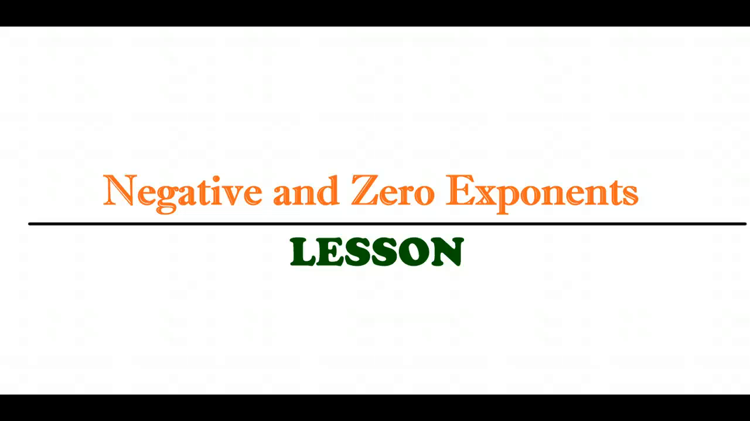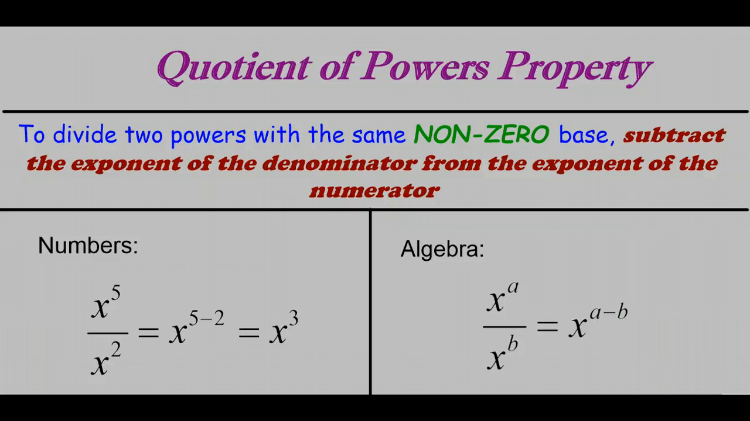So this video lesson is all about what it means to have negative and zero exponents. In order to talk about it, I want to first go back and look at the quotient of powers property from the basic exponent rules video. Now this property says that if you divide two powers of the same non-zero base, remember it has to be non-zero because you can't divide by zero, you subtract the exponent of the denominator from the numerator.